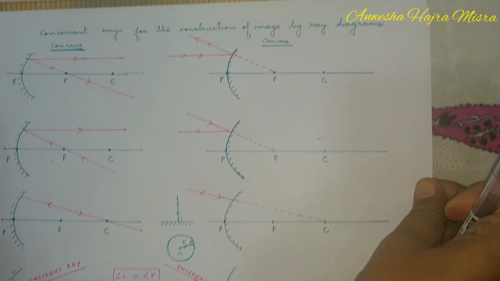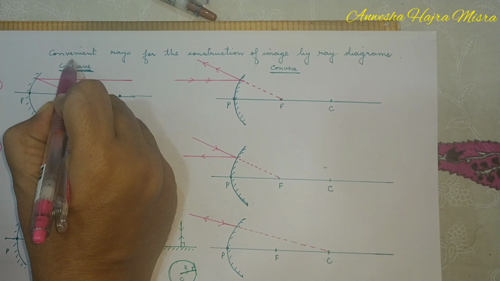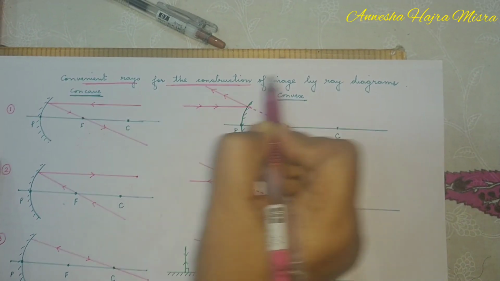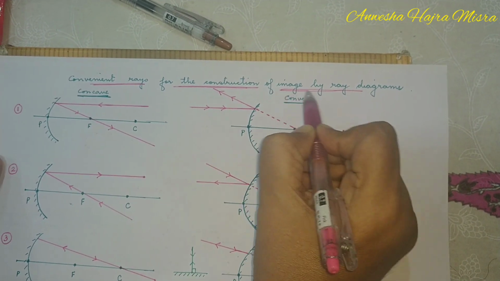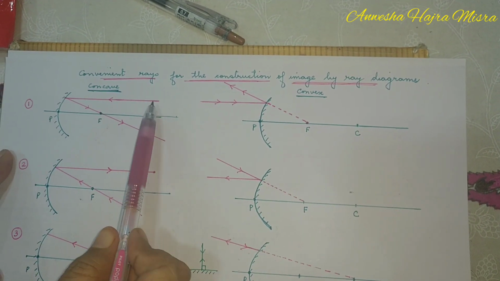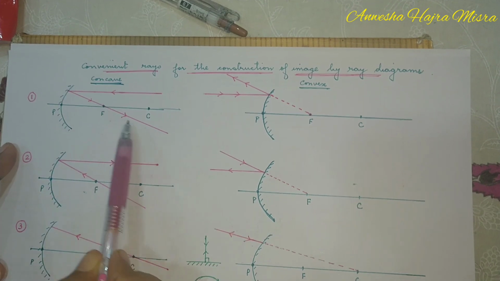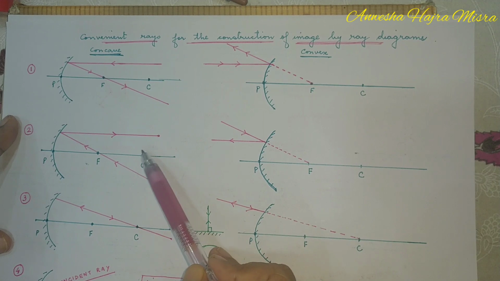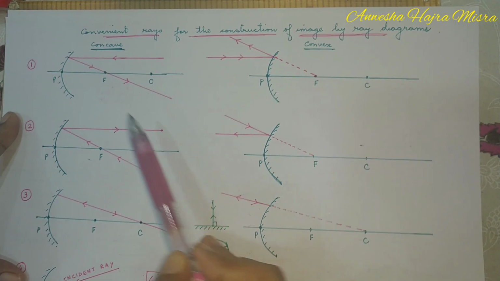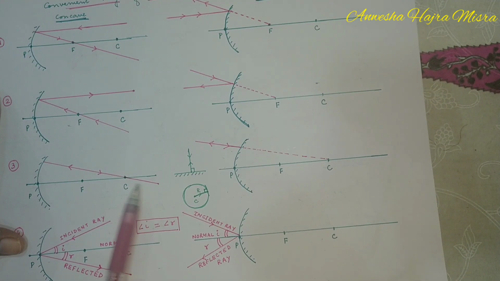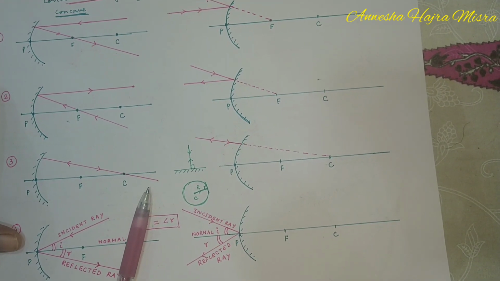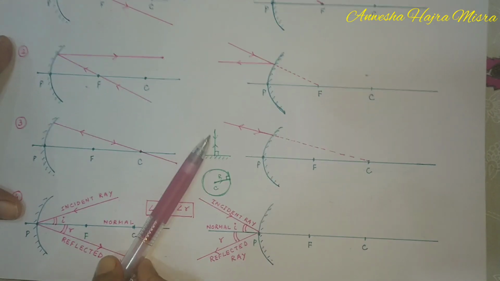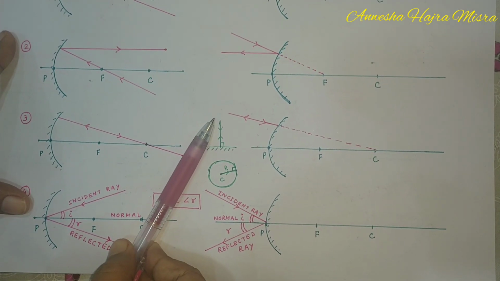So once again, let me revise. These are convenient rays for the construction of image of spherical mirrors. For concave mirror, a ray parallel will pass through focus. Ray through focus will go parallel. That is principle of reversibility of light. And a ray through the center of curvature will go back because it is normal. It falls normally on the mirror. And any ray which is normal will go back.